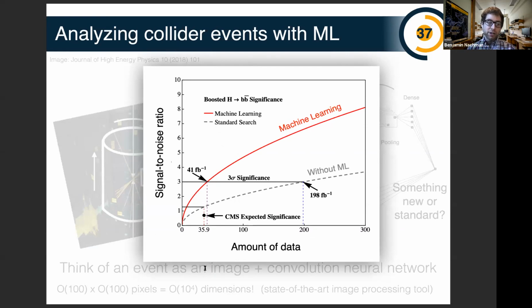So here's a plot that shows the signal to noise ratio for the identification of a very important channel, the identification of high energy Higgs bosons. The amount of data is on the x-axis, and the y-axis is the SNR. Without machine learning is the gray dashed line, and with a machine learning technique like the one I just mentioned using CNNs, you can improve the significance by quite a bit, which basically corresponds to having a discovery earlier or having a more significant discovery for the same amount of data.